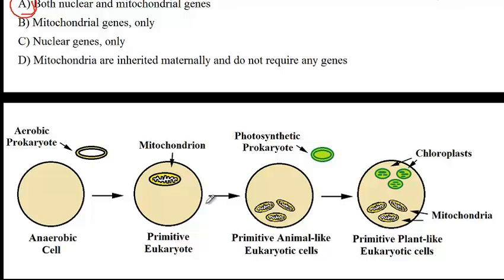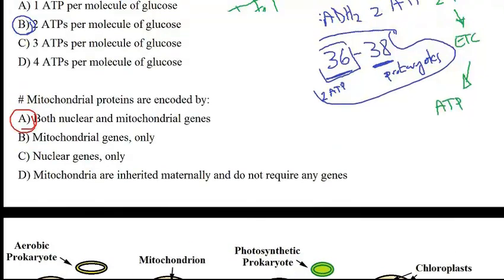But then over many years, they would eventually become dependent on the nucleus, on some of the genes that are produced by the nucleus. And some of these genes actually do enter the mitochondria and function there. So therefore, mitochondrial proteins are encoded by both nuclear and mitochondrial genes. And so this one is not correct. Nuclear genes only is not correct.